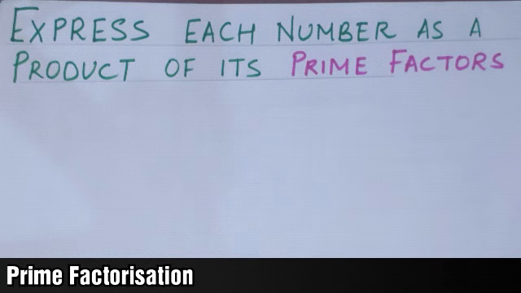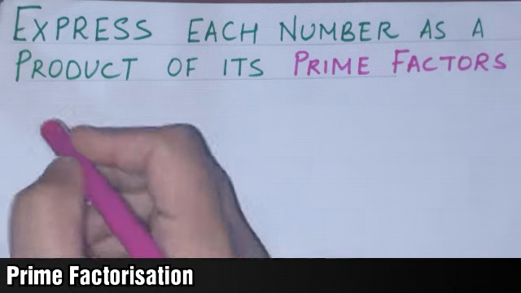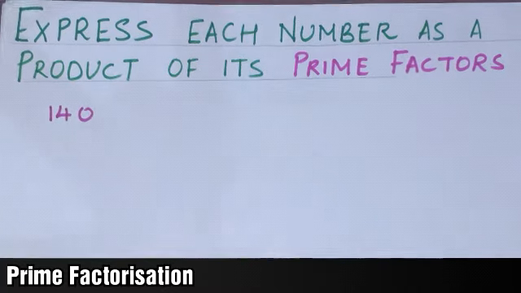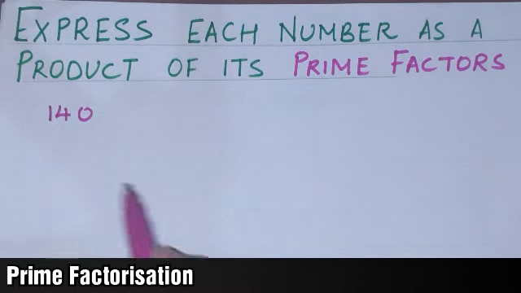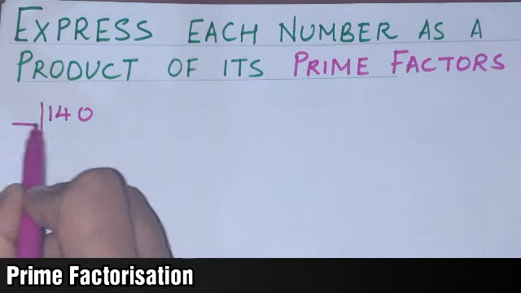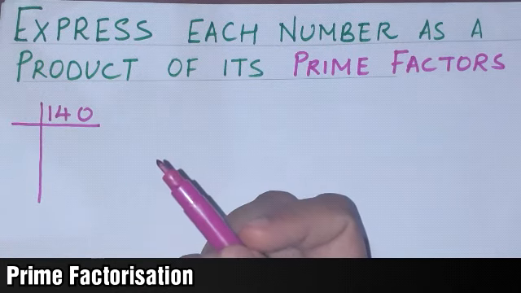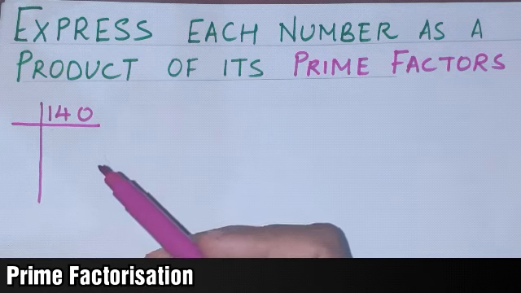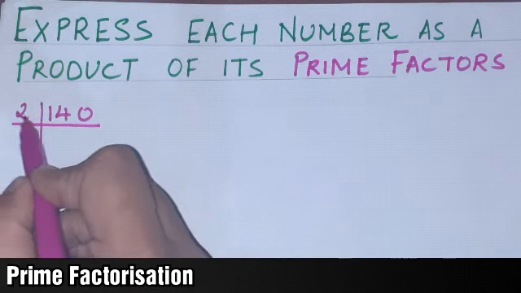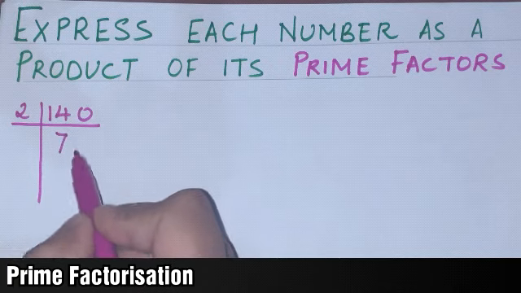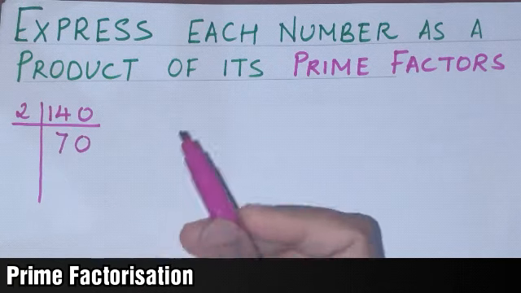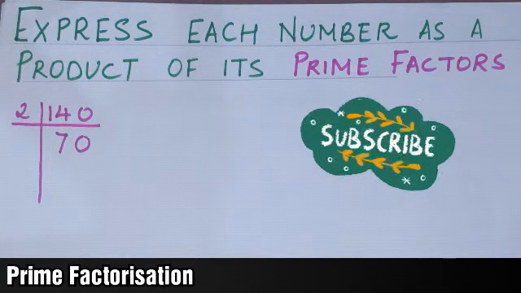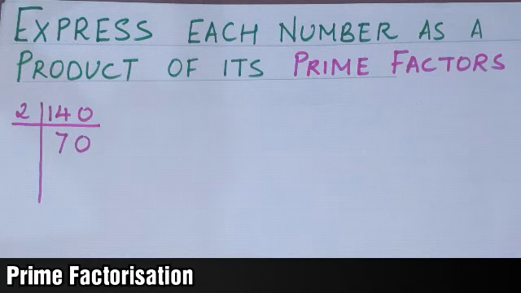So our first number is 140. We are going to find its factors the usual way. Now we have to start with the lowest number first. This 14 is present in the 2 table, right? 2 7s are 14. This 0 will come down. Now 7 and 0. Never use a higher number directly. So always we have to look for the smallest number.